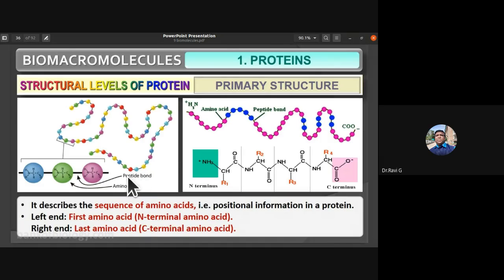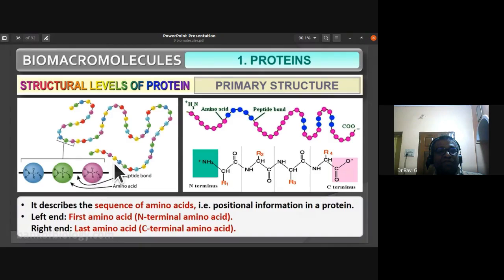You can notice here the positional information. Here they have lavender colored, green colored, and blue colored different types of proteins. Their positional information can be obtained in the primary structure. It describes the sequence of amino acids. The left end is the first amino acid, the N-terminal amino acid, and the right end is the last amino acid, the C-terminal amino acid.